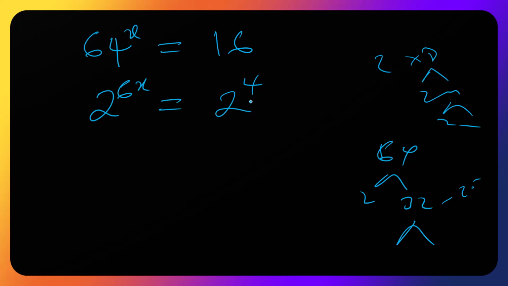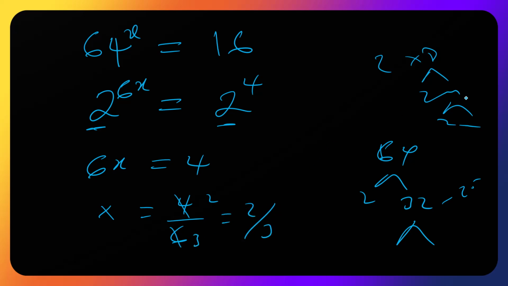Okay, so we have this information. We have 2 here, 2 there. So 6x equals 4. Therefore, x equals 4 on 6. 2 here, 2, 2 here, 3, which is the same as 2 on 3.